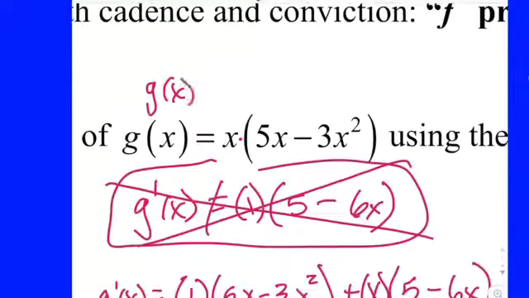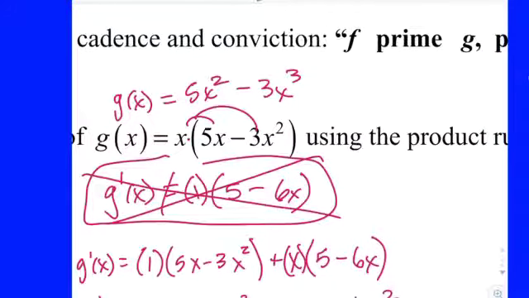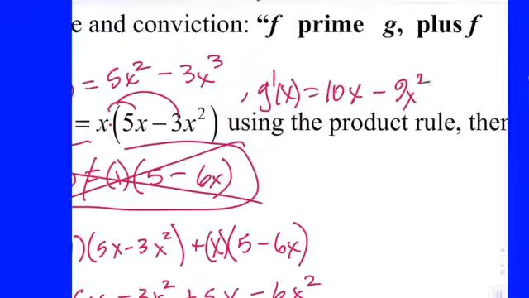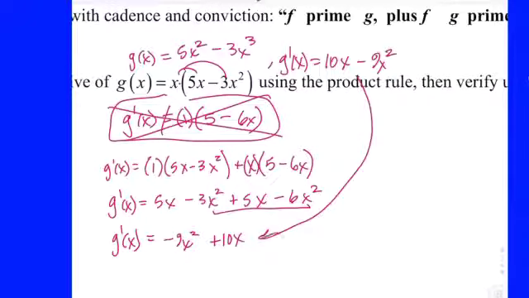I would actually simplify it first by distributing the x and getting 5x squared minus 3x cubed. Now I just got a handsome-looking cubic polynomial. I can use the power rule now. I don't need the product rule. I can use a smaller sledgehammer here. Multiply and subtract, I get 10x minus 9x squared. Is that the same thing I got down here? Yeah, it is. If I commute the terms, it's the exact same thing.